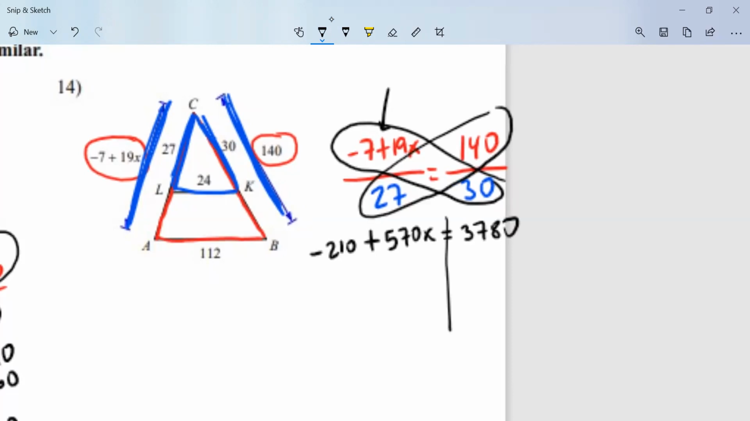I want the term with the x by itself, so I need to get rid of the negative 210. So I need to get rid of this minus 210, and I'm going to write it on the other side as a plus 210. Remember to switch the sign, all right? Don't forget that. So I have 570x is equal to 3,990.